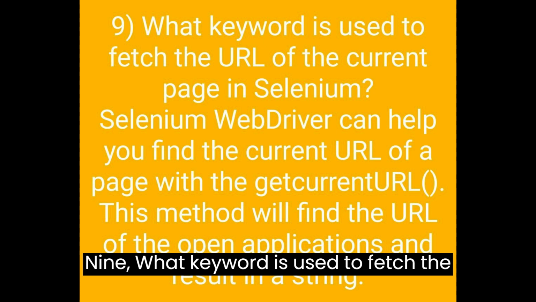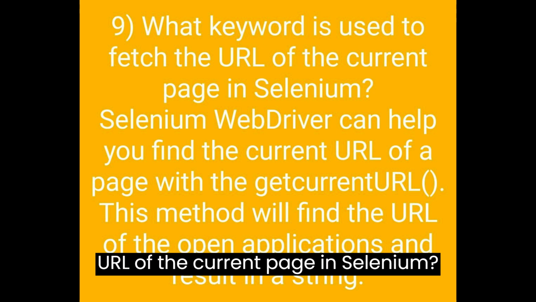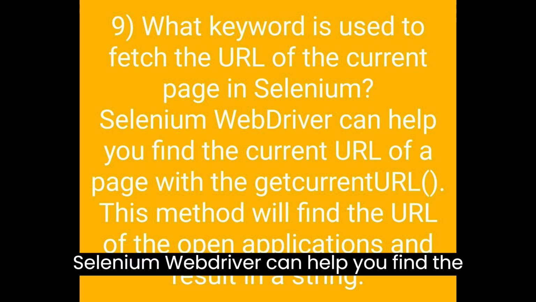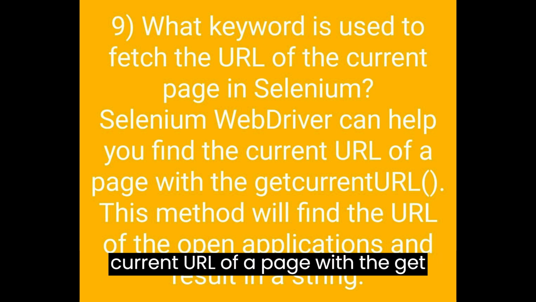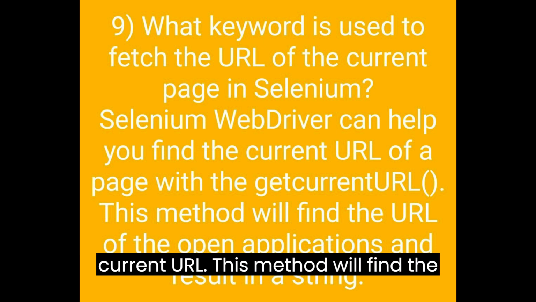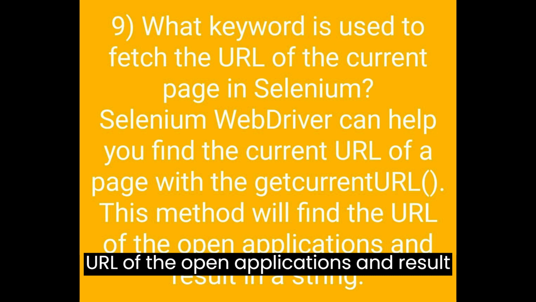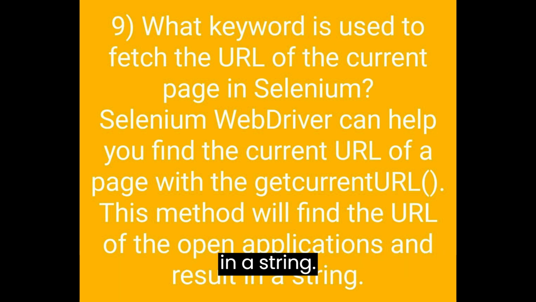9. What keyword is used to fetch the URL of the current page in Selenium? Selenium WebDriver can help you find the current URL of a page with getCurrentUrl. This method will find the URL of the open application and return a string.